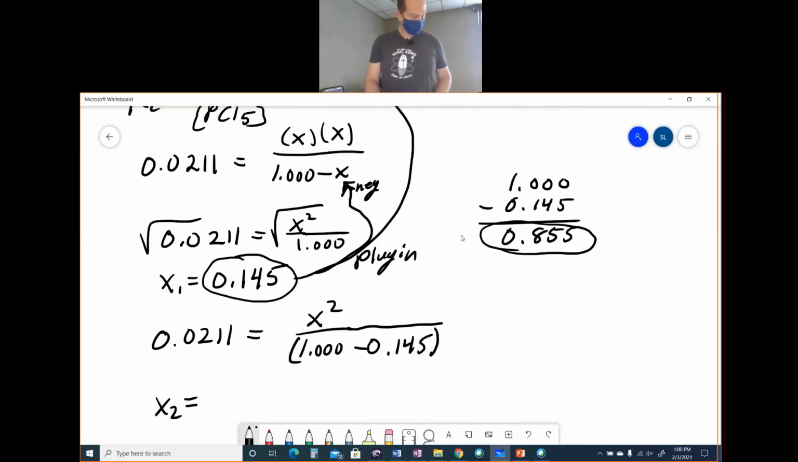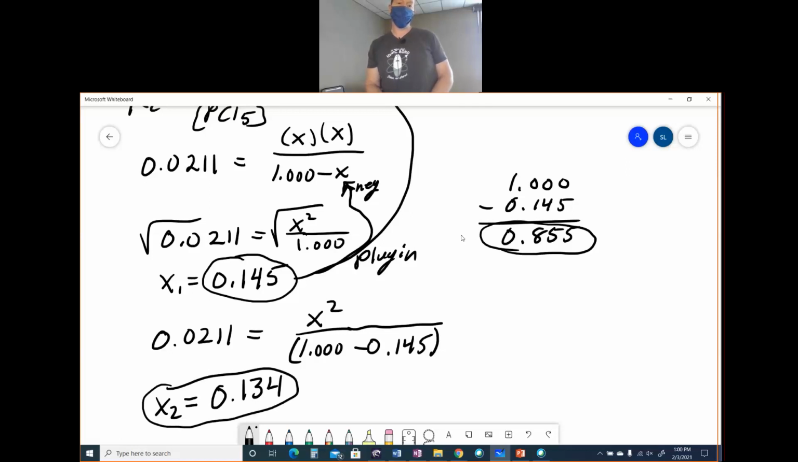That will give you your X2 value, which is 0.134. All right, now, as I stated before, and you'll know if you're making a mistake, your X1 is going to be your largest number. Your X2 is going to be your smallest number. The next number is going to be higher than X2, and the next number is going to be lower than that. So it's going to go high number, low number, high, but not this high.